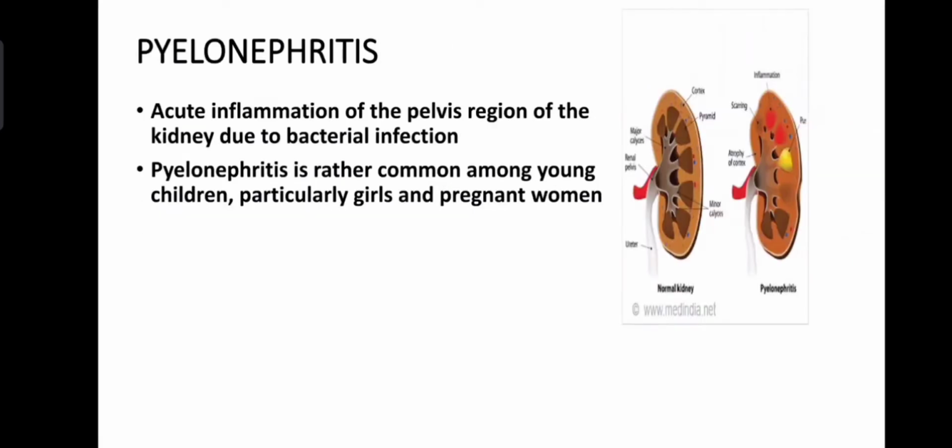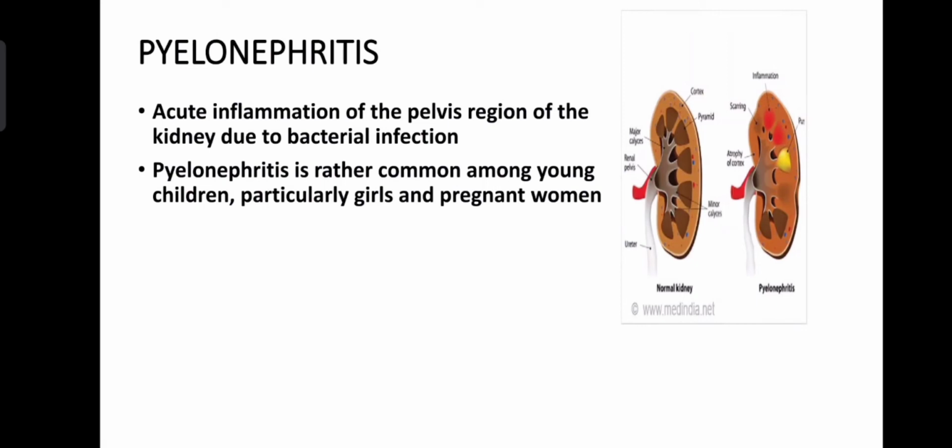Nephritis. Nephritis is an inflammatory disorder of the kidney. The commonest and most serious ones are pyelonephritis and glomerulonephritis. Pyelonephritis. Pyelonephritis is also known as pyelitis. It is the acute inflammation of the pelvic region of the kidney due to bacterial infection.